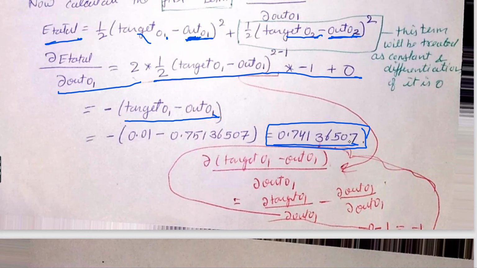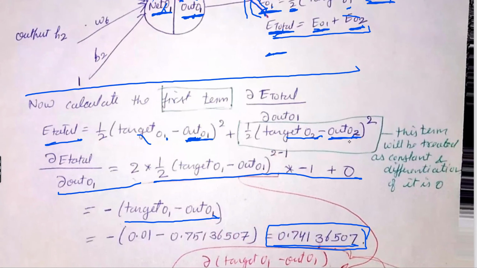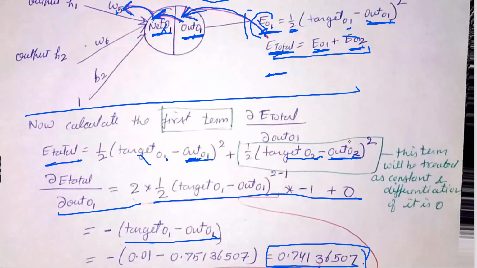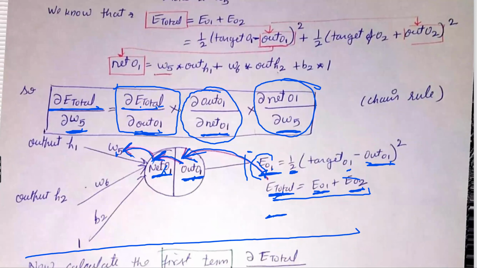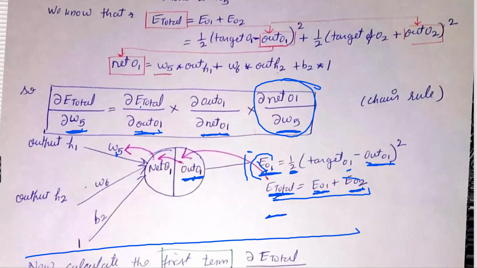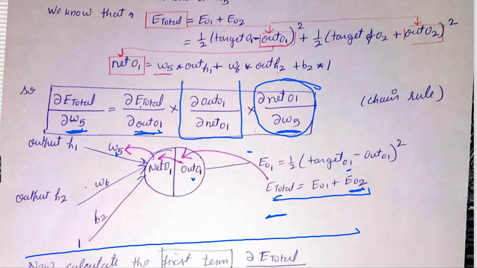In a similar way, we will calculate the second term, this one: differentiate the output of O1 with respect to net O1. Okay, so how will we differentiate this?